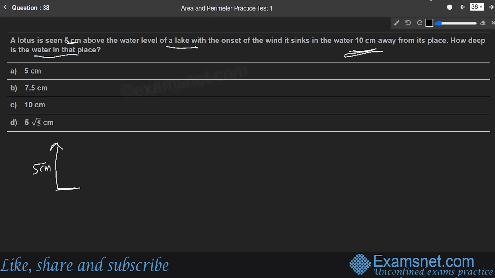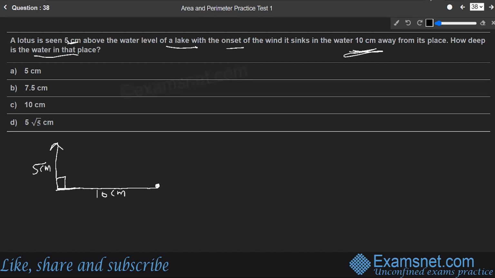Then he says with the onset of wind, it sinks in the water 10 centimeter away. Okay, but it seems to be sinking in the water 10 centimeter away from its foot. So let's go 10 centimeter away from its foot. If we go like this and mark it as 10 centimeters, this is the point where it looks to be sinking, 10 centimeter away from the foot of where the lotus is located. Now this is the first thing. Obviously this will be a 90 degree.